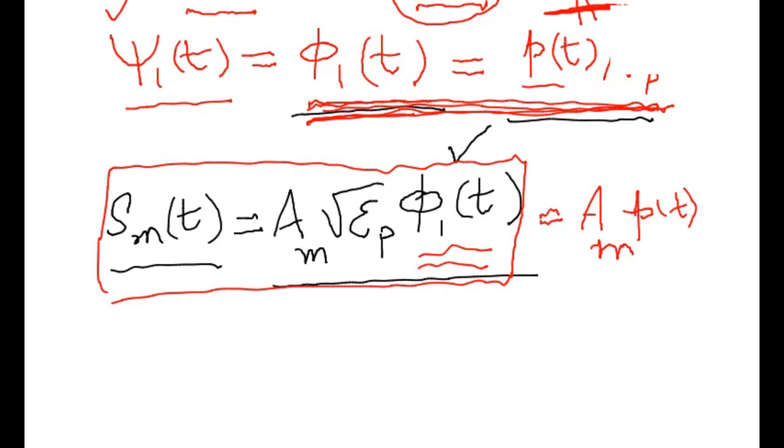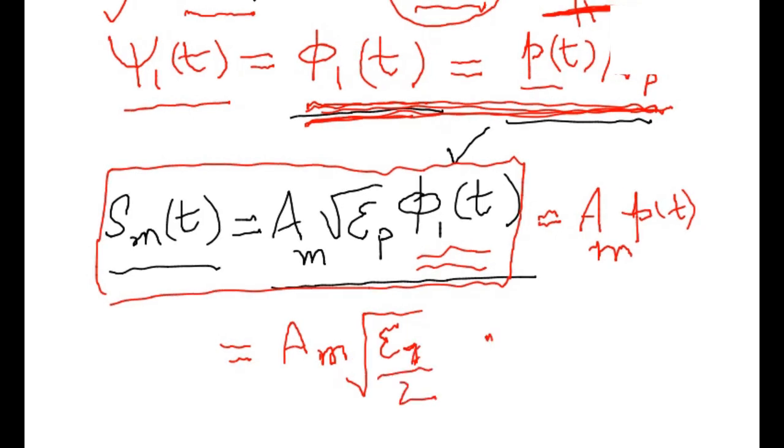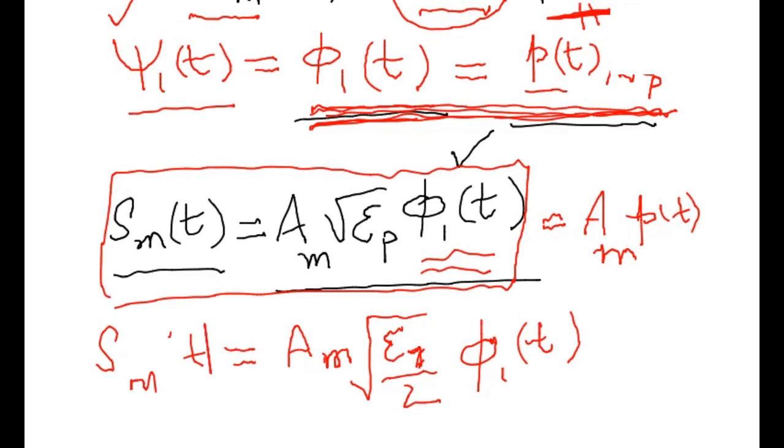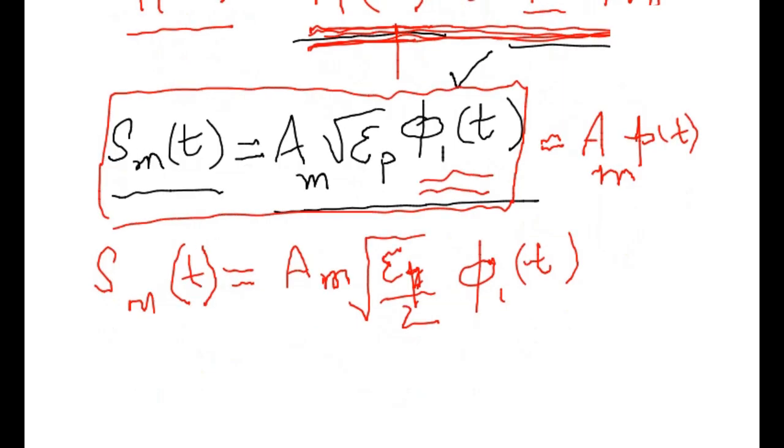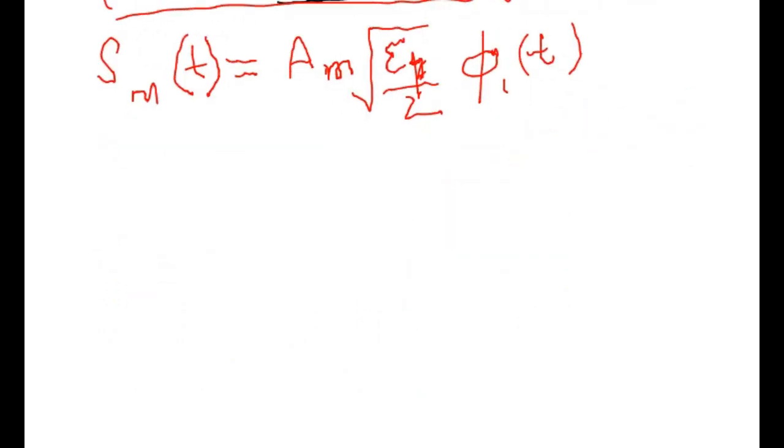And if you have this orthonormal basis function, now you can replace this square root of E_p by square root of E_g over 2, right? You can replace it by this one. So you can also represent it in the form of E_g. So this is another representation. Now the one dimensional vector representation of our signal with this basis function is clear.